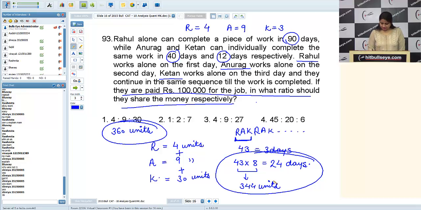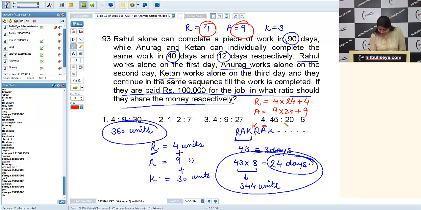So it means for 24 days Rahul is working. Let me use another color. Okay, so I'm writing Rahul. For Rahul, 4 units every day he's doing the work, and for 24 days he's doing the work, and 4 extra. For Anurag, it will be 9 into 24 plus 9. And for Ketan, that was the problematic part. Ketan is also working for 24 days into 30 plus this 3 extra.